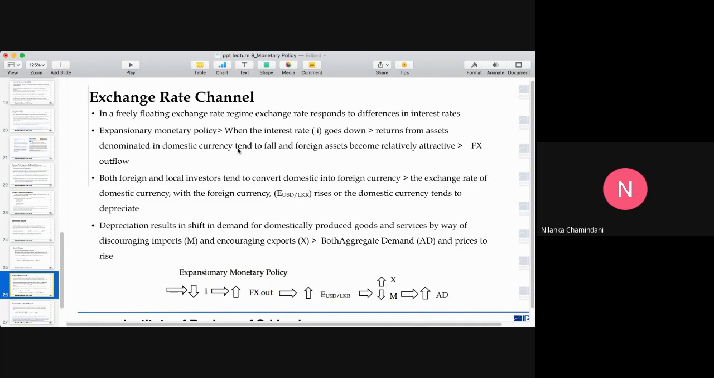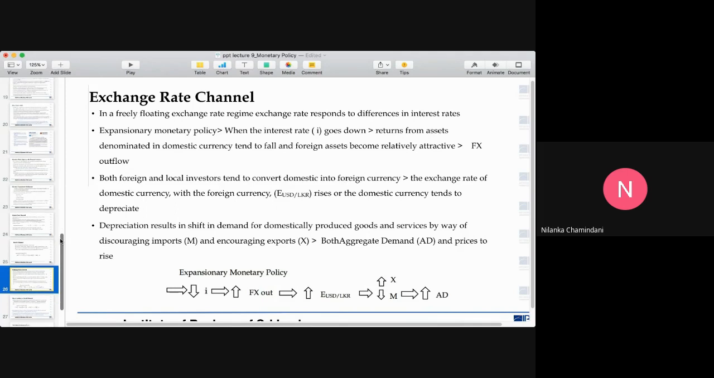But for exporters, it is really good. Why? If we can export, they can have more and more dollars, because the rupee has depreciated. So whatever amount they are getting when they sell something in the international market, they earn foreign exchange. When they convert it into rupees, they can have more and more rupees, so they can have more income. So we can see that both these aspects influence aggregate demand and prices to rise. This is the exchange rate channel.